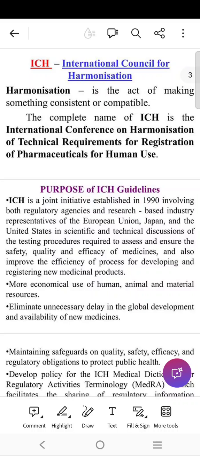Hello everyone. Here I'm discussing the ICH. What is ICH? How does the ICH work? What is the significance of the ICH? Let's explain about the ICH.